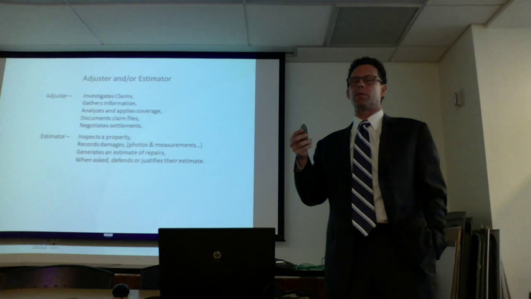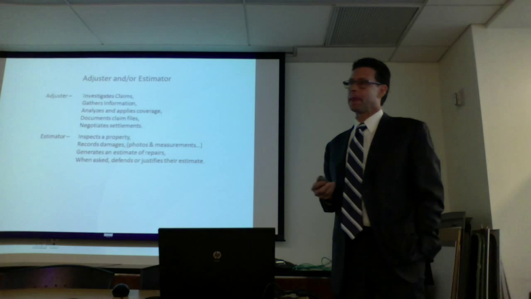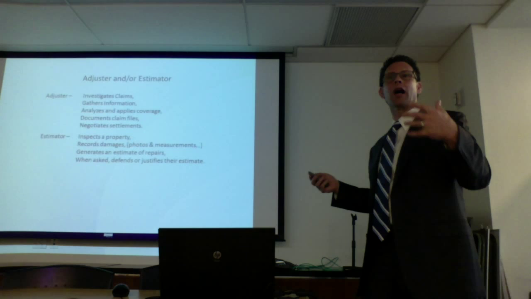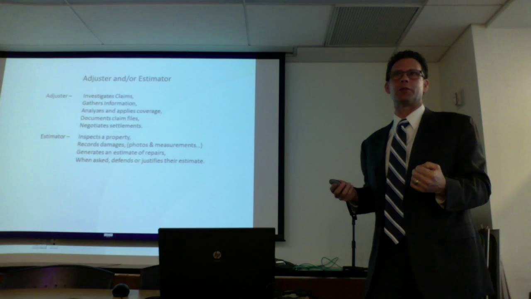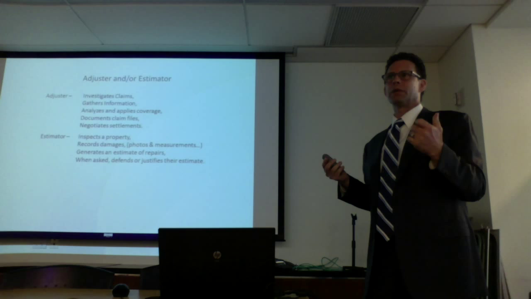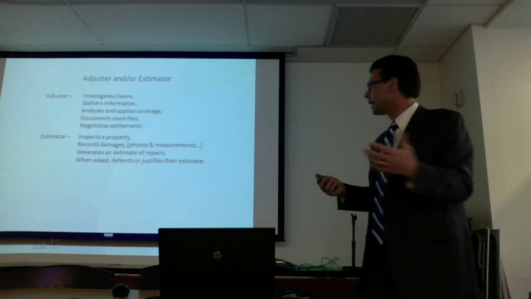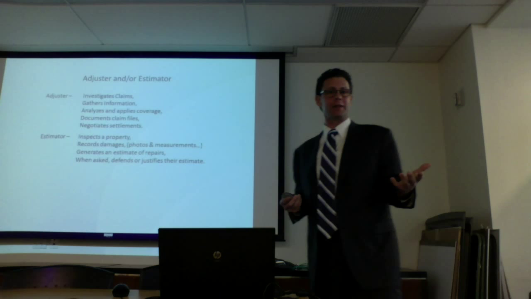The other point that I want you to know is there is a big difference between an adjuster and an estimator. An adjuster, in the true sense, is somebody who investigates a claim, gathers information, analyzes and applies coverage to the situation, documents a claim file, and ultimately negotiates a settlement. There are thousands of adjusters who never wrote an estimate in their lives because they're adjusters. Estimators inspect properties, record damages with photographs or measurements, use a platform for estimating, and generate an estimate, and when asked, they defend their estimate or justify why they have certain line items.